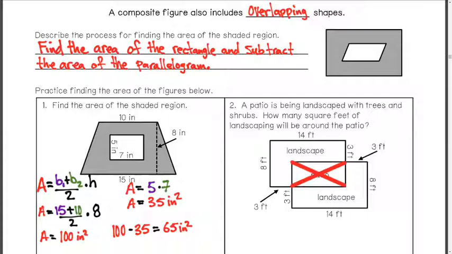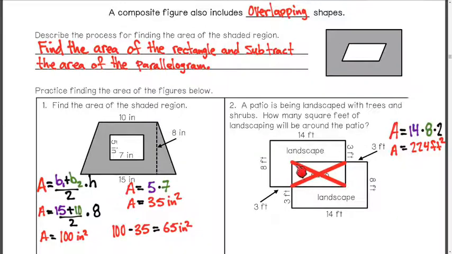So to start out, I'm going to cross off that patio area because we don't want that. We want to get rid of it, just as a reminder. And then I'm going to find the area of each rectangle. In this case, it was 14 times 8. And then because there are 2 identical shapes, I'm just going to times that by 2. 14 times 8 times 2 gives me 224 feet squared.